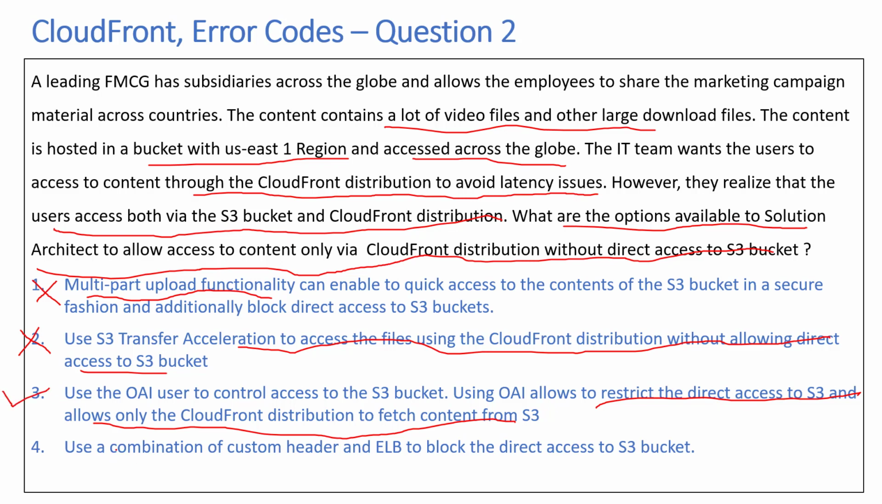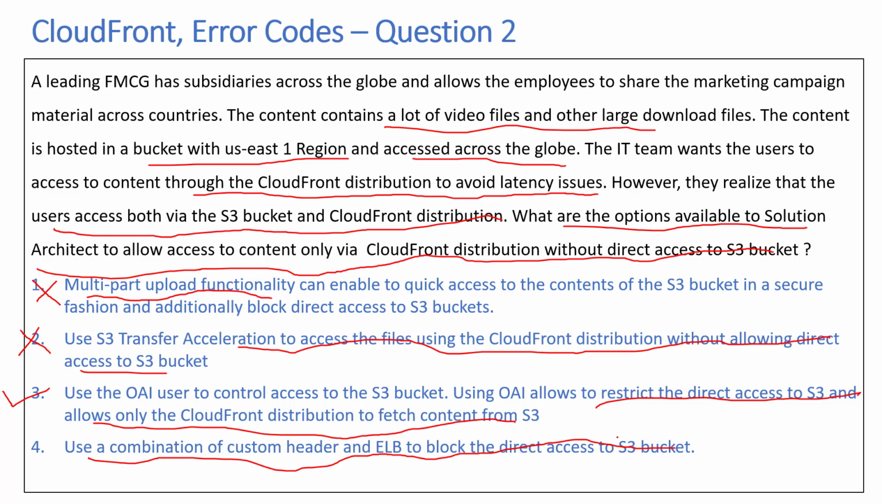Now let's look at the last one. Use a combination of custom header and ELB to block the direct access to S3. So if you see how S3, which has static content, CloudFront distribution, and ELB work, ELB is for the dynamic content. So when you have static content, it will go from the CloudFront distribution to S3 and fetch the data. If it's dynamic content, then it goes to the ELB. Now, users can also access the CloudFront distribution, or they can access the ELB directly, which is what you want to try and avoid.